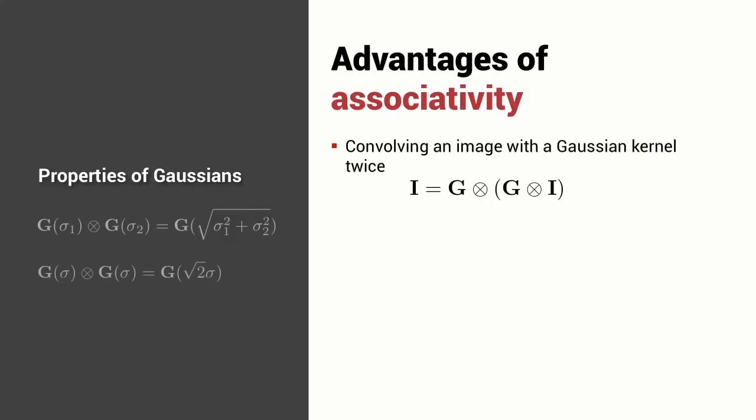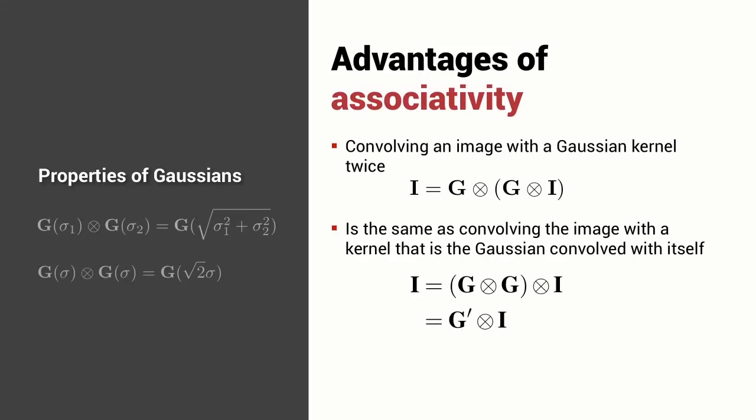Now, what are the advantages of associativity? Well, consider the case where I convolve an image with a Gaussian, and then I convolve it with a Gaussian again. So if you like, I could think of this as I have an image, I smooth it by applying a Gaussian to it, and then I smooth it again. This is the same as convolving the image with a kernel, which is the Gaussian convolved with itself. And convolving a Gaussian with another Gaussian results in a Gaussian, and the standard deviation of the resultant Gaussian is a function of the standard deviation of the two Gaussians that are multiplying, as shown over here on the left.